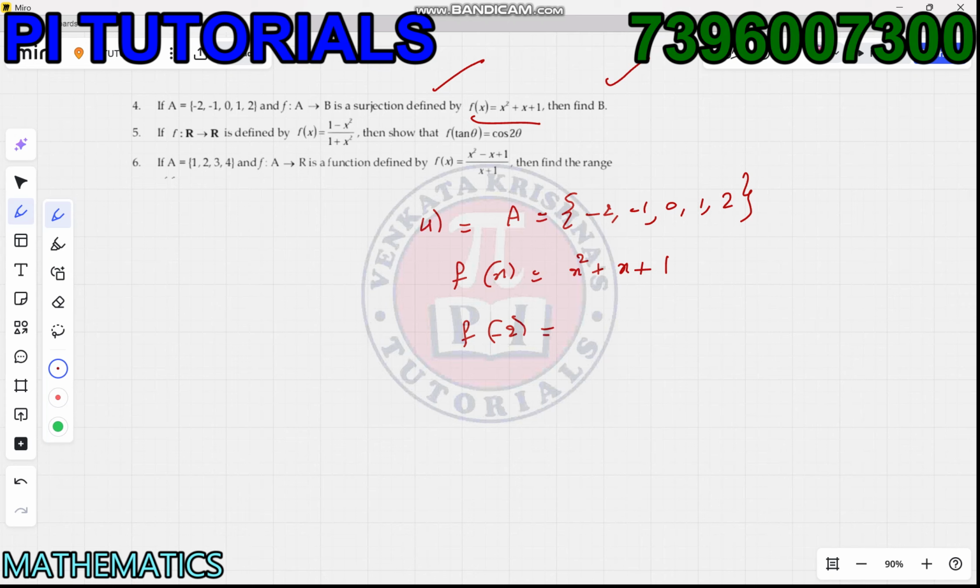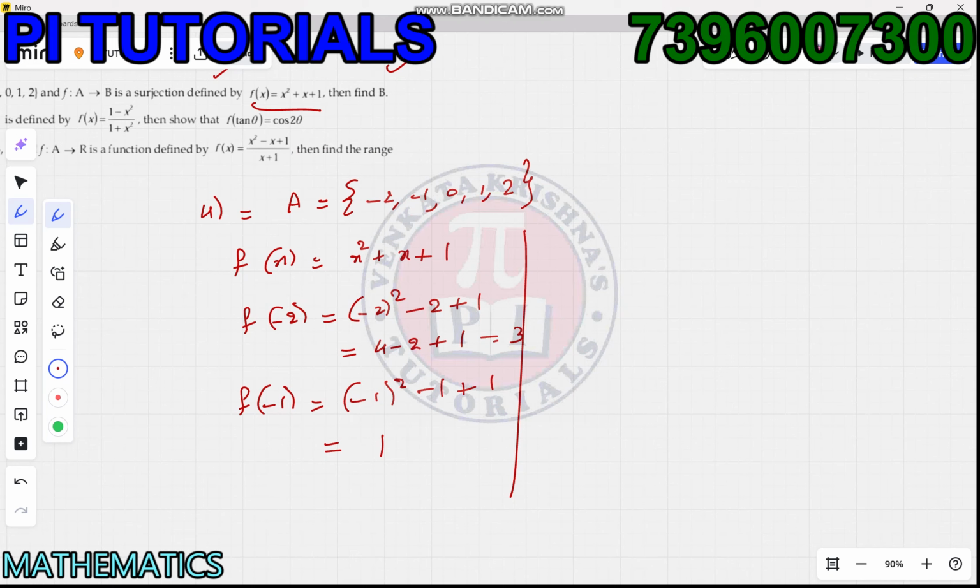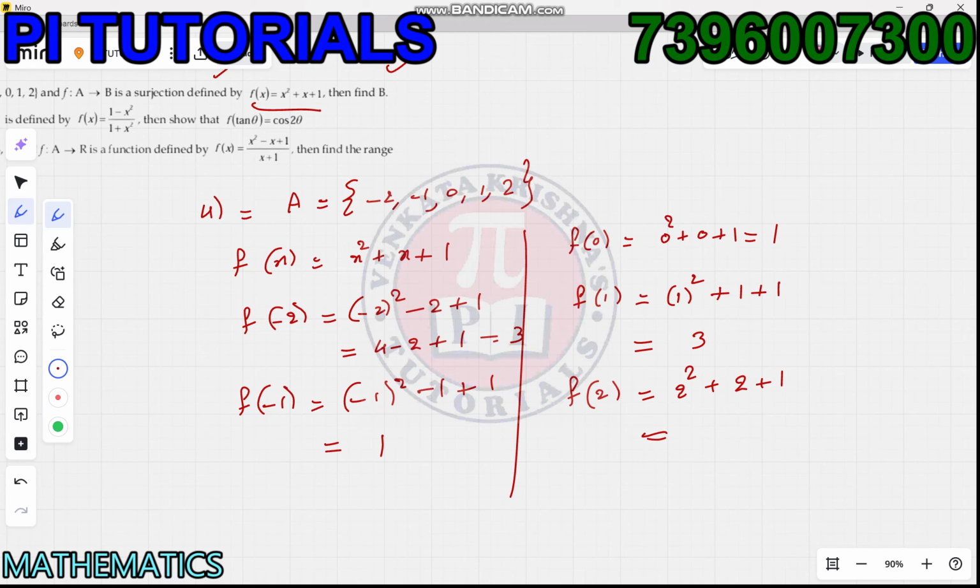So f of minus 2, so minus 2 whole square minus 2 plus 1, that is equal to 4 minus 2 plus 1 equal to 3. Similarly f of minus 1 we need to find, substitute minus 1 whole square minus 1 plus 1. So 1 will be obtained. Similarly f of 0 is equal to 0 square plus 0 plus 1 is equal to 1. Similarly f of 1 we need to find, so substitute the value 1 square plus 1 plus 1, simplify and you get 3. So f of 2 is equal to 2 square plus 2 plus 1, that is equal to 4 plus 2 plus 1 is 7.